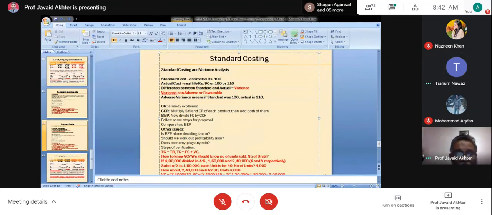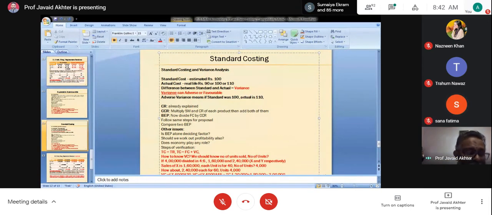It is debited. When you have a favorable variance, it means you have saved money in a sense. You thought that you would be spending 100, but you have spent 90. So this 10 is your saving or not?